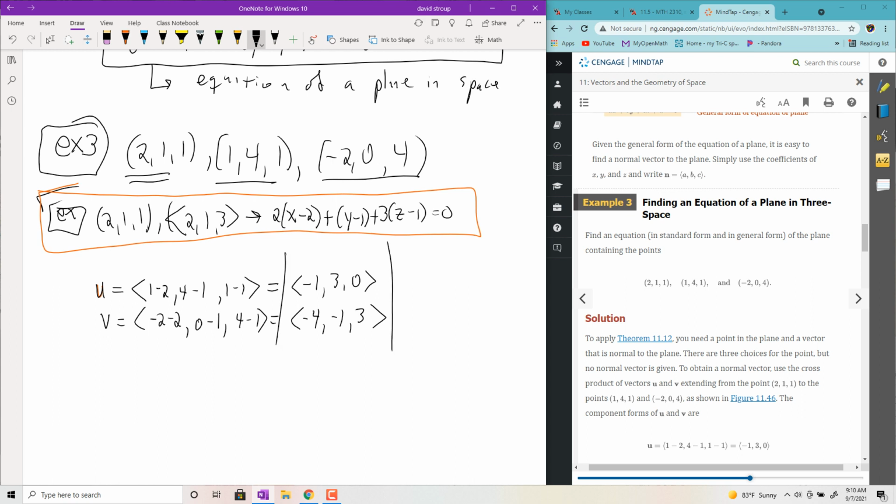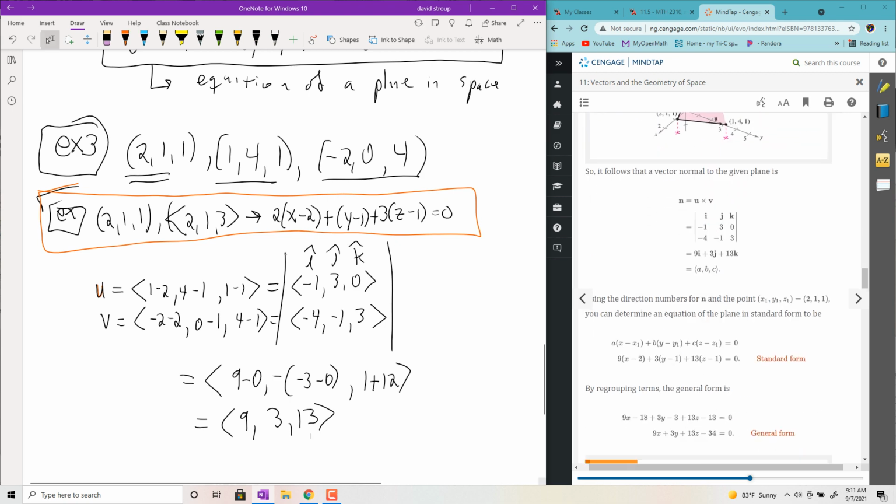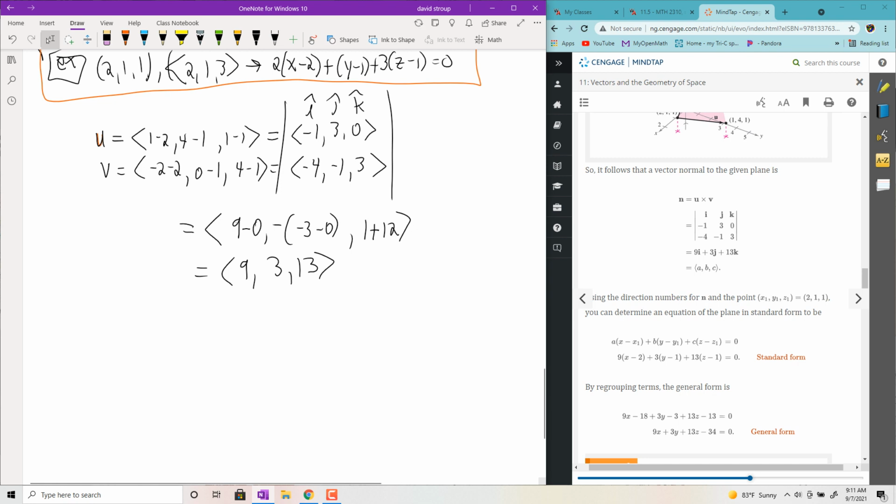I need the cross product. I'm just going to cheat a little bit here and do my cross product. So the cross product will be 3 times 3 is 9, minus 0, and then negative 3 minus 0, and then the last one is 1 minus negative 12, so 1 plus 12. And then that will be 9, 3, 13 as my normal vector. Let's see if that's what they got. 9, 3, 13, yeah, good.